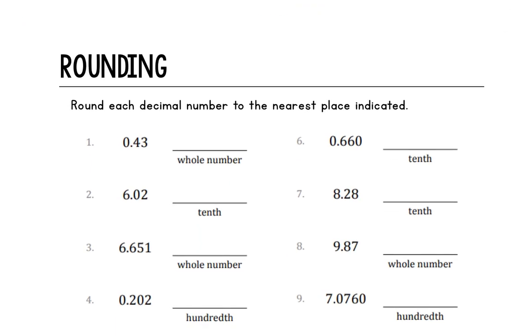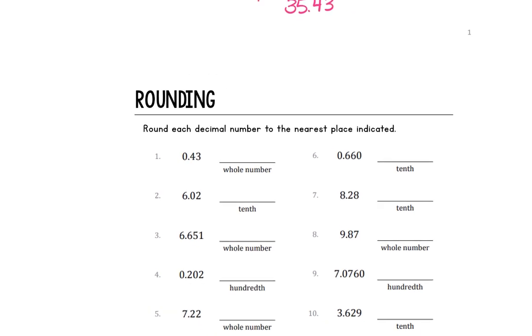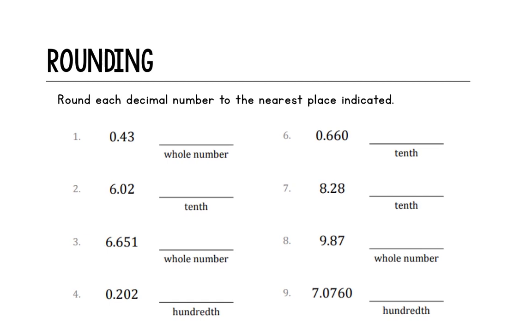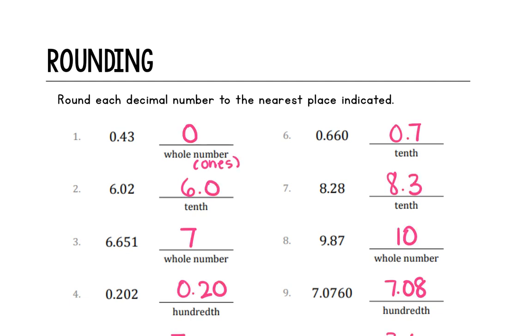Okay, some practice here. So I want you to practice rounding 1 through 10 right here, and then come back and check your answers. One thing to note is that whole number is going to mean the ones place. Okay, here are your answers. We did some rounding. One thing that I want to point out is when you're rounding to the tenth, make sure, even if it's a 0, write it down.